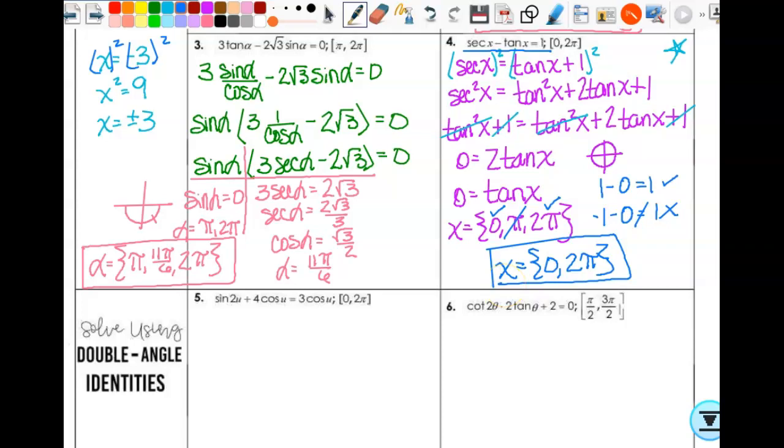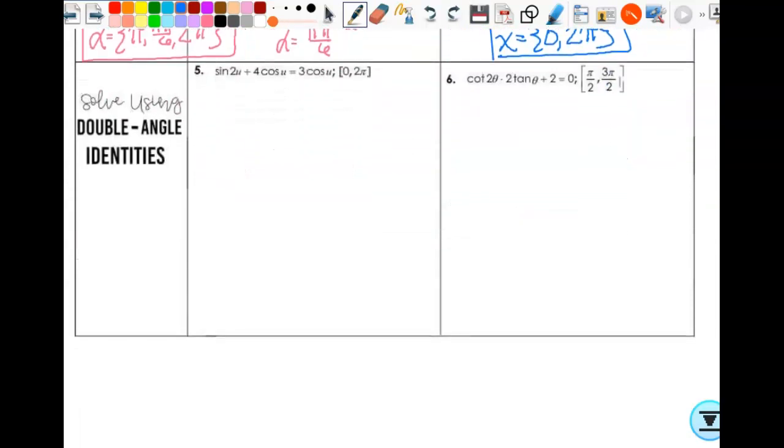Everybody okay with that? So you don't have to check your answers every time. It's only if you decide to square both sides. Just like if you take the square root, you have to put a plus or minus. If you square both sides, then you have to check for extraneous solutions. Okay? We good? All right. Let's look at number 5. Any questions on anything before we move on?